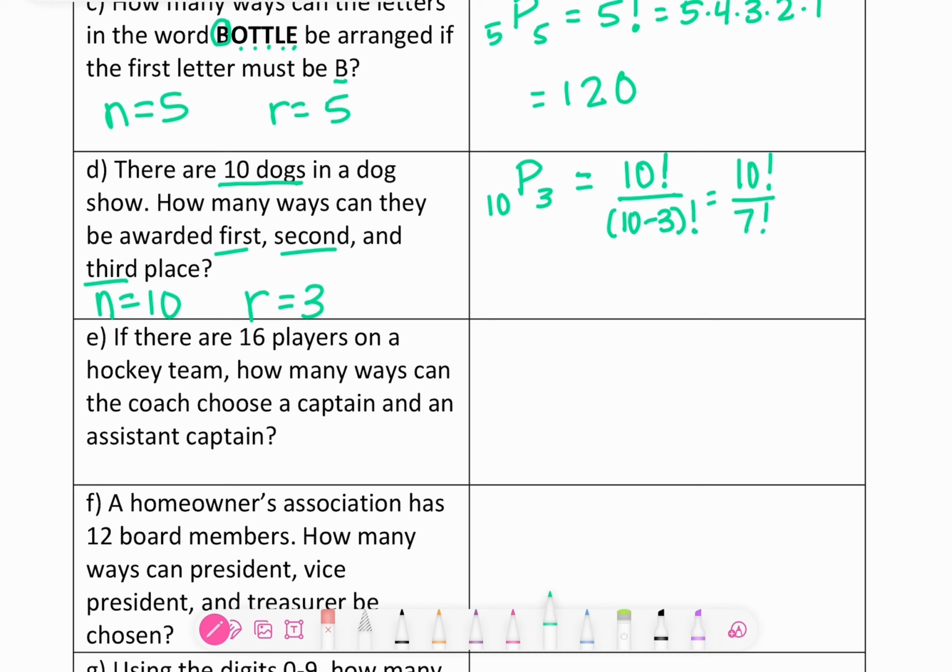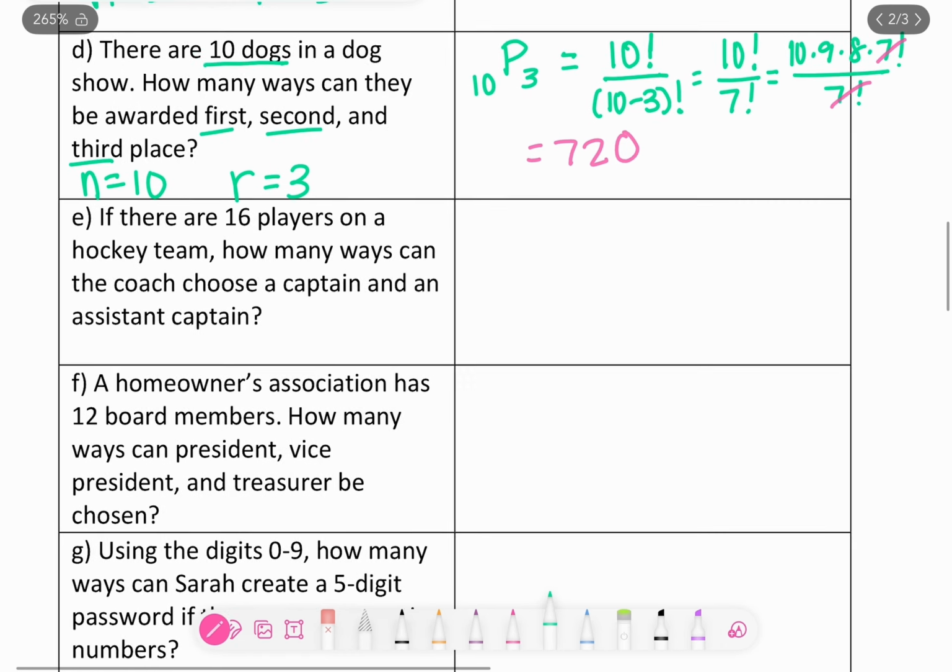If we use the hack that I showed you guys at the beginning of the notes, we can write the bigger factorial, which is the top number, 10 factorial, and start writing it out: 10 times 9 times 8 until we get to 7 factorial, and then we can cancel them out. So 10 times 9 times 8 times 7 factorial over 7 factorial. Now 7 factorial and 7 factorial cancel, and you just multiply 10 times 9 times 8, which gives us 720. So that's going to be 720.